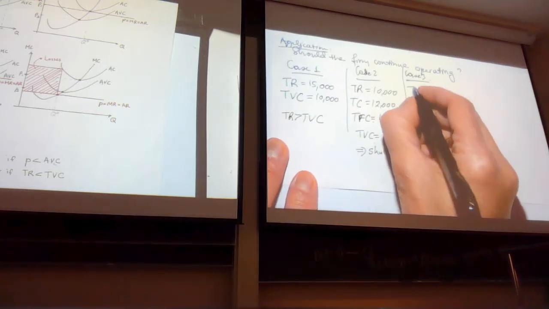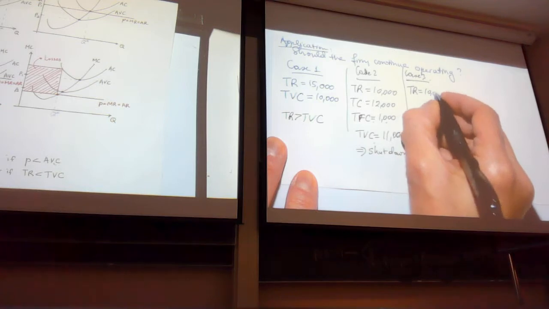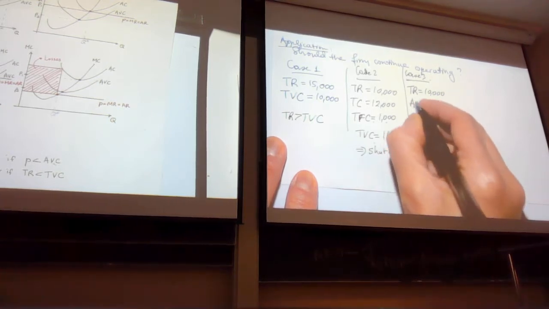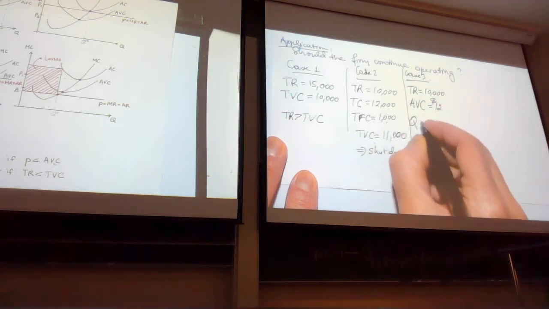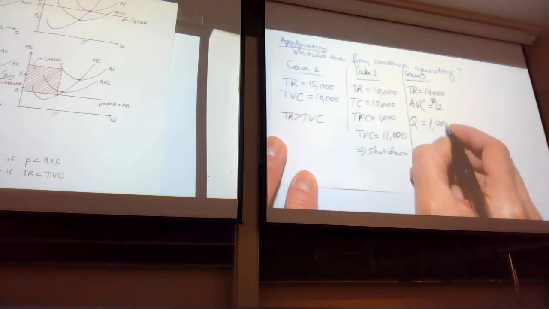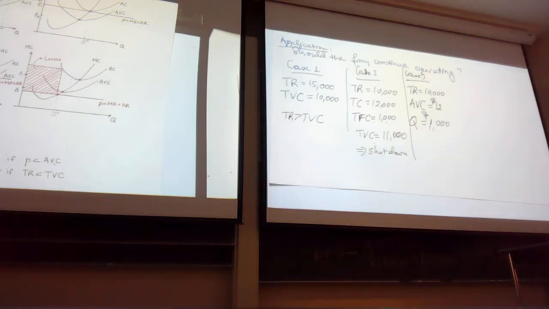Independent cases, as I said. Total revenue, 10,000. Average variable cost, $12. Quantity, 1,000. Now what? One is given in total terms, the other ones are given in average. Okay, so you have to transition, and thankfully you're given the quantity, so you could transition. So, can you transition? What's the easiest way?